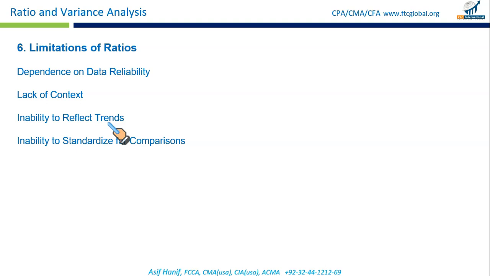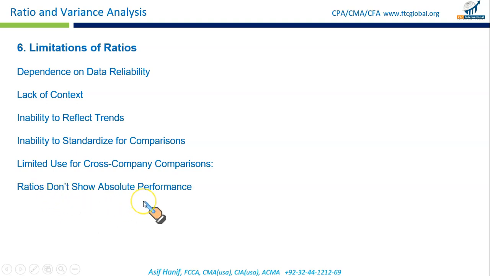Next, inability to standardize for comparison. Ratios are not standardized. Only earning per share is standardized as per IAS 33. Otherwise, there is no standardization for ratios, and that makes it difficult. Companies may use different accounting methods which can distort ratios. That's the issue. Limited use for cross-company comparison: ratios can be misleading when comparing companies of different sizes or from different industries.